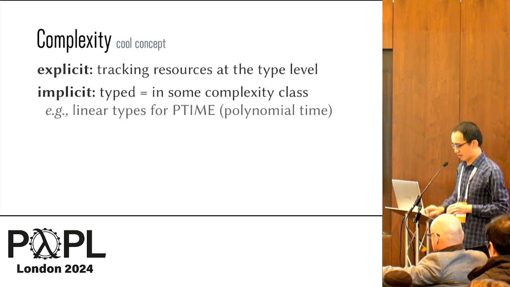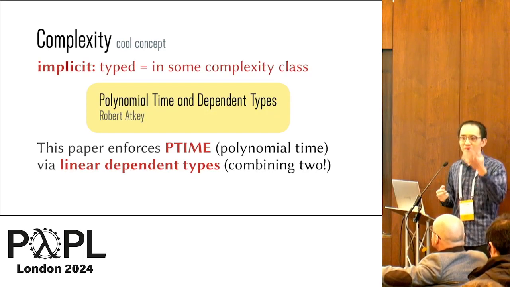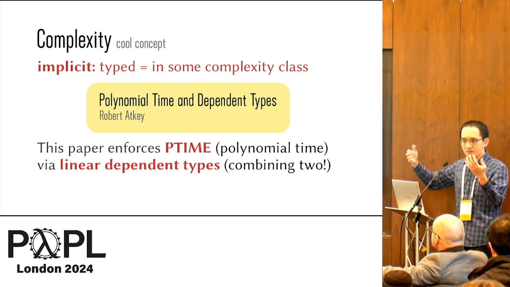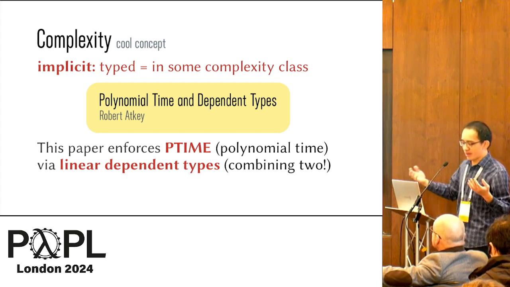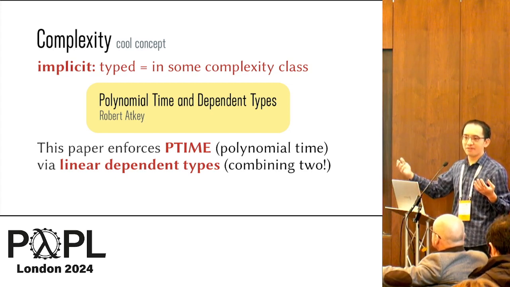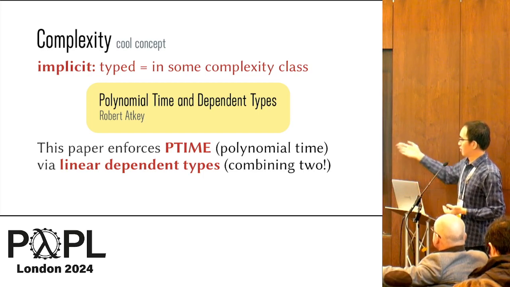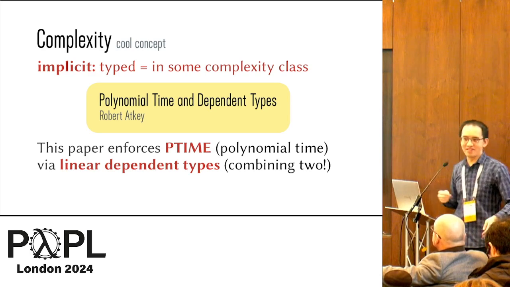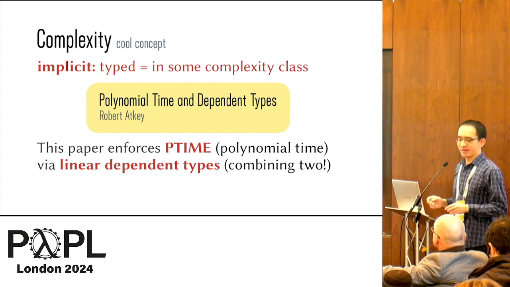And this is something cool, and this paper is to combine this. Again, we want dependent types. Previous work on linear types is only for simple types. So this paper is trying to bring this idea of using linear types for polynomial time into the world of dependent types. So that's basically the main point. You can see that the title really just combines these two. So that will be the last paper of this session.